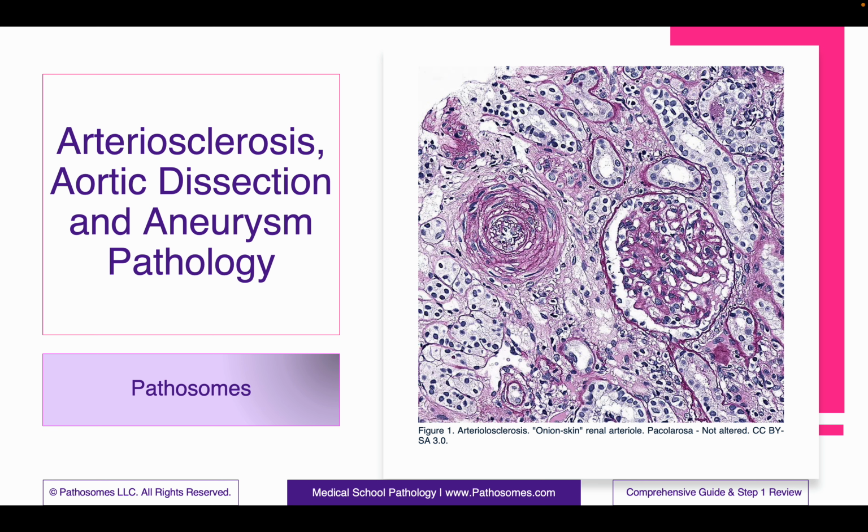Now, some of you are probably wondering, what the heck is this image? And some of you already know what this image is based off of the glomeruli that is present. Some of you have even taken it a bit further and recognized the onion skinning and know what pathology is occurring. We're going to be talking about that and much more in this lecture on arteriosclerosis, aortic dissection, and aneurysm pathology.